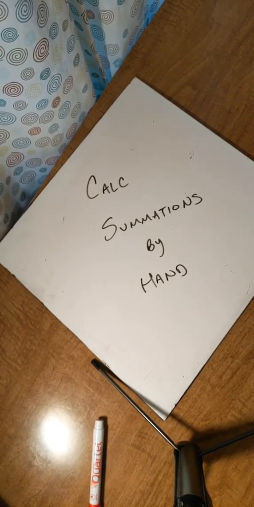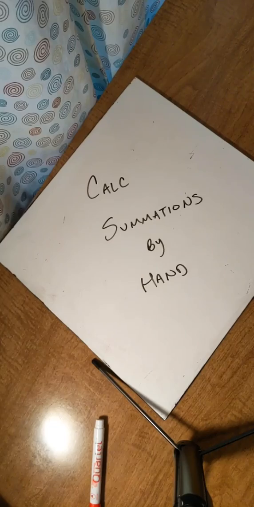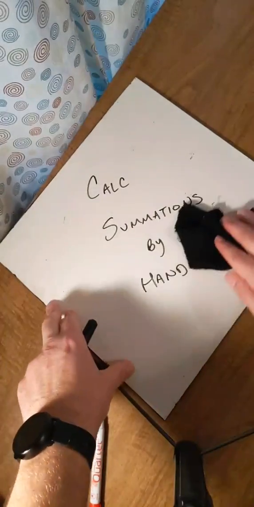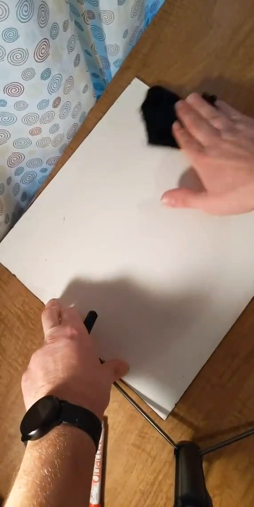Okay, summations by hand. So how do we figure out what a summation is? Yesterday we noticed, if we found a pattern, how to write a summation. Now what we're going to do is just work backwards. If I give you a summation, how do we figure out that value?